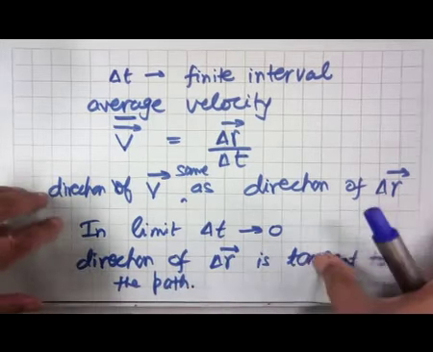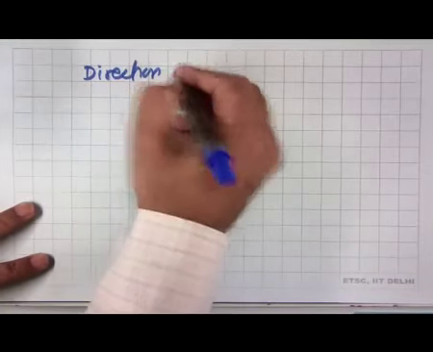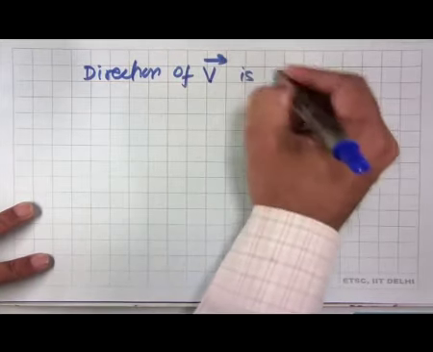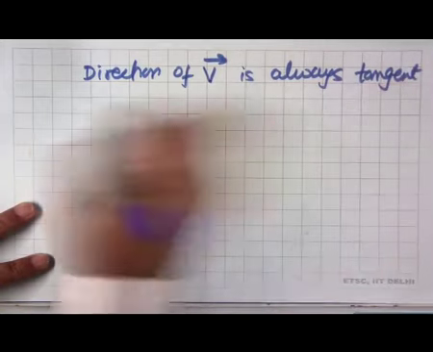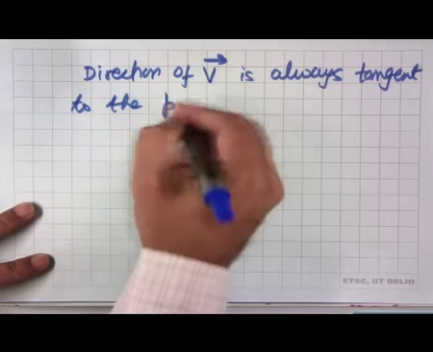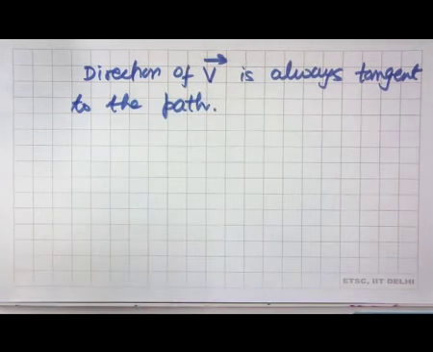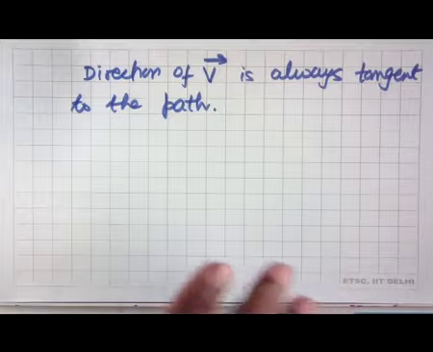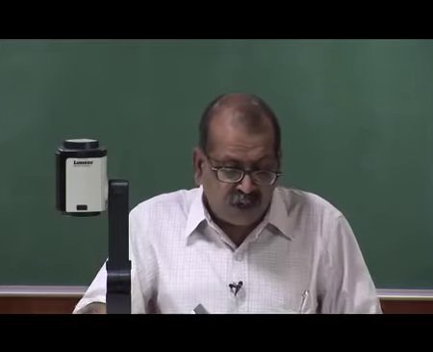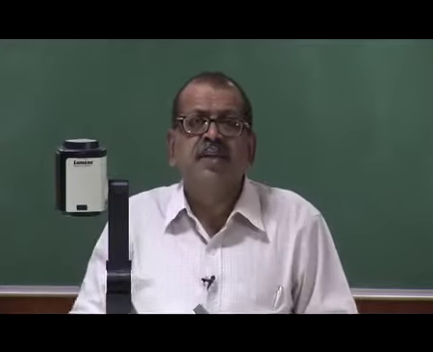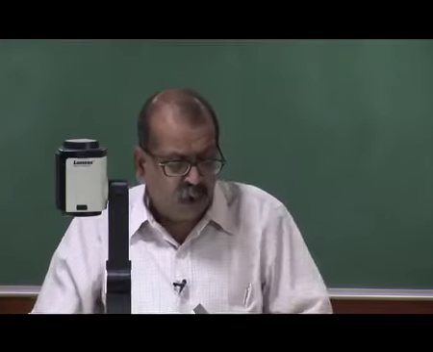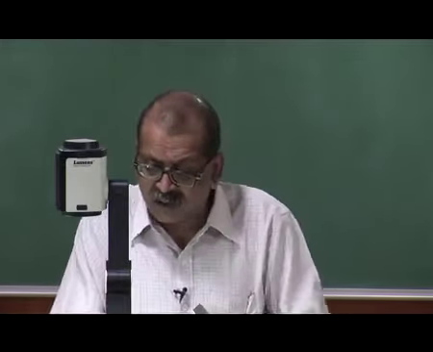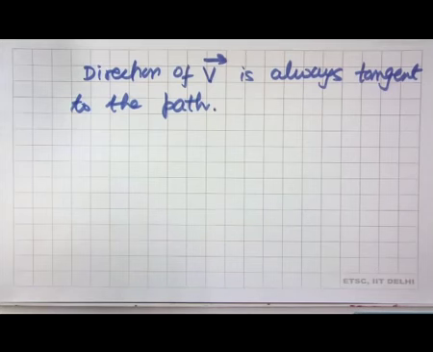So, that means the direction of the velocity is always tangent to the path. And this, if you think in physical terms, will also make sense, because something which is travelling along in a particular direction cannot pierce that direction. Something moving along a path has to be on that path, it cannot go inside or separate away from the path. So, direction of v is always tangent to the path.